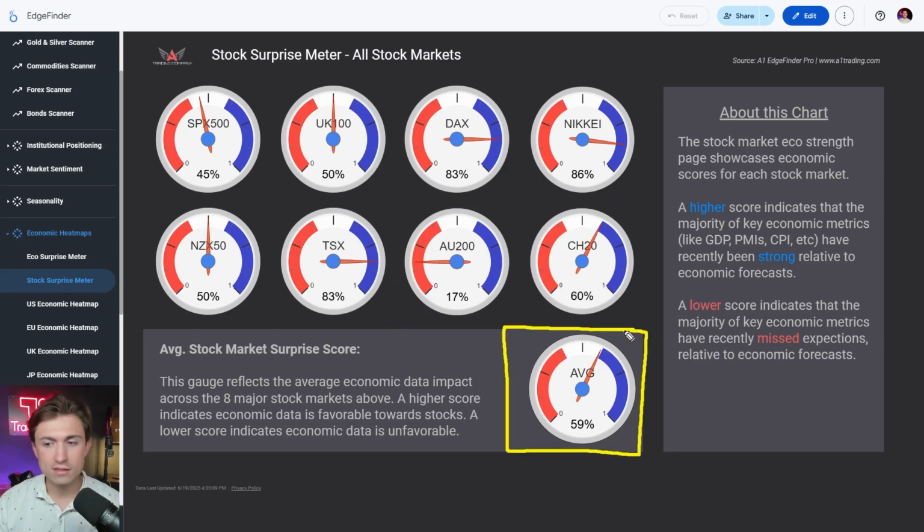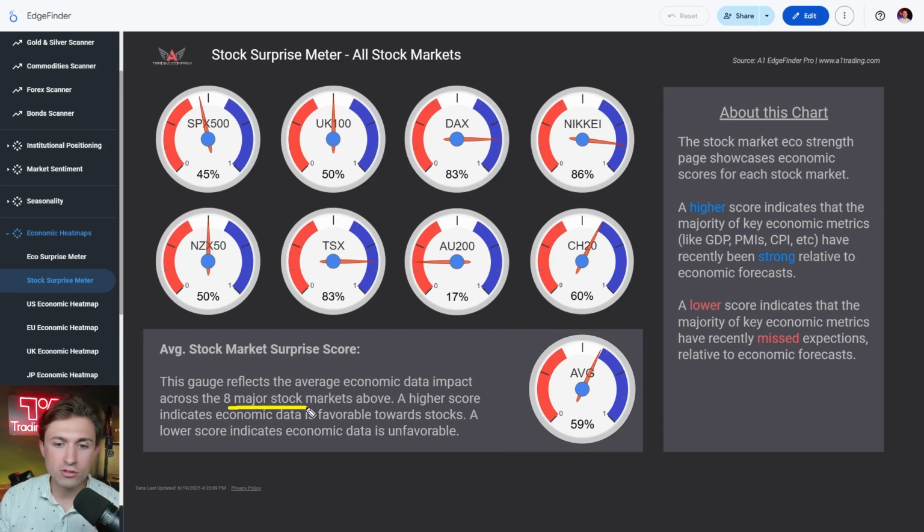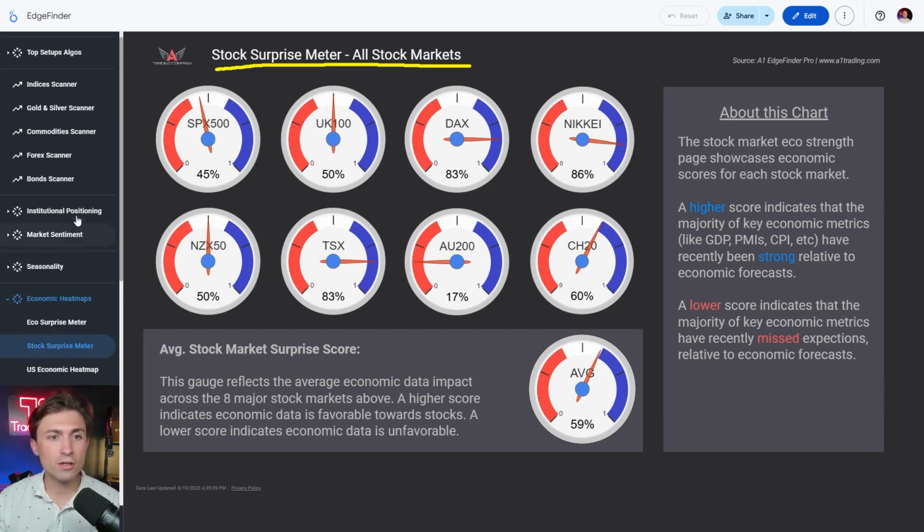And again, what we've done here, I absolutely love this as a stock trader myself, or stock and indices investor trader. I love this overall average surprise score. So in this case, what you can see is by looking at the 8 major stock markets above, this averages it out to give us an overall scoring for the stock markets of the world at this time, giving us a global stock market outlook. Now, of course, the surprise meters here do focus in on just the economic data. There are also obviously more things that impact prices and things like that.